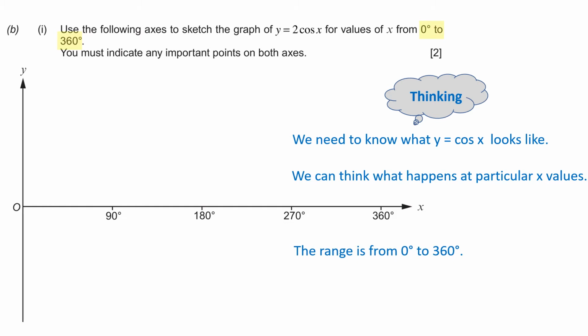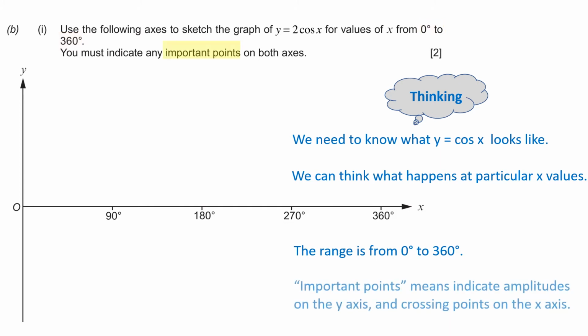The range they've asked us for is 0 degrees to 360 degrees, which matches the axes they've given us as well. That's good. And then finally, what does this phrase important points mean? Well, typically when sketching graphs, important points means places where it crosses the axes, maxima and minima. But in particular, in these trig graphs, the important thing to indicate are the amplitudes on the y-axis, and if the graph has shifted along, then we need to show the new crossing points on the x-axis.